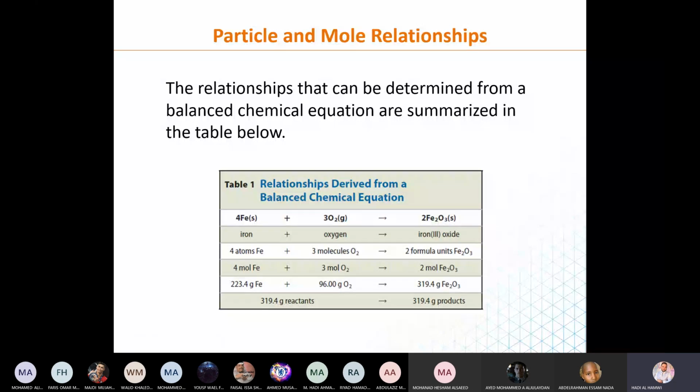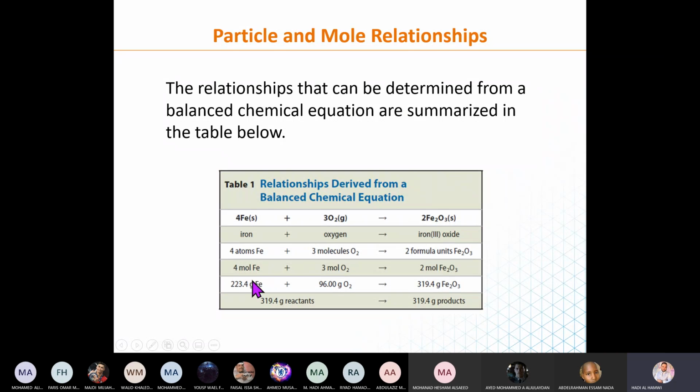Also from this balanced chemical equation, I can derive the relation according to the number of moles. The coefficients 4, 3, and 2 are equal to the number of moles. For example, here we have 4 moles, here we have 3 moles, and here we have 2 moles. So we can say 4 moles of iron react with 3 moles of oxygen to give 2 moles of iron oxide. Okay, great. We have the number of moles.